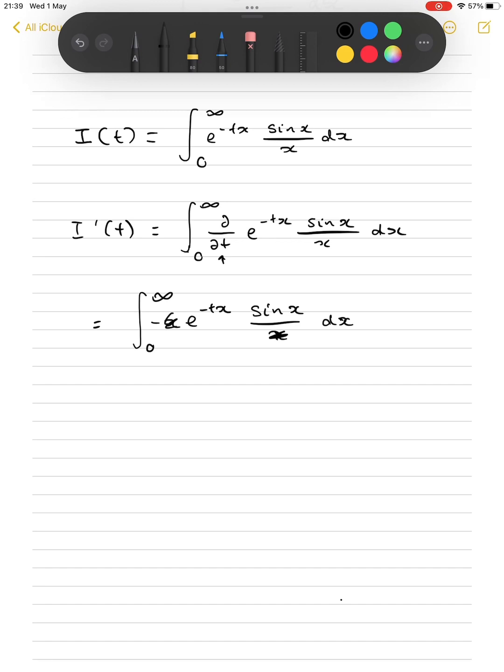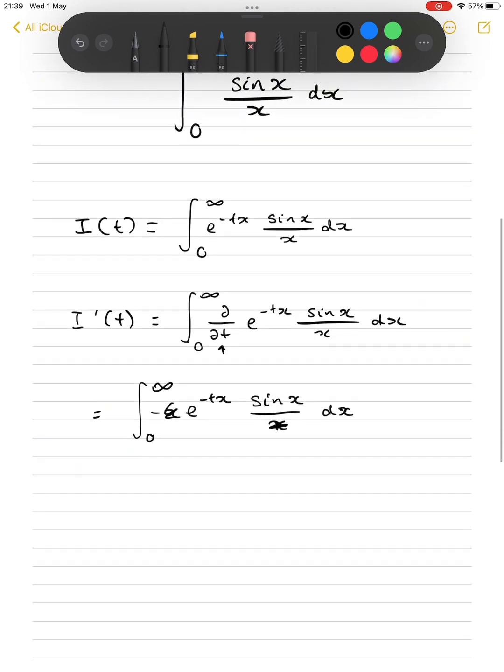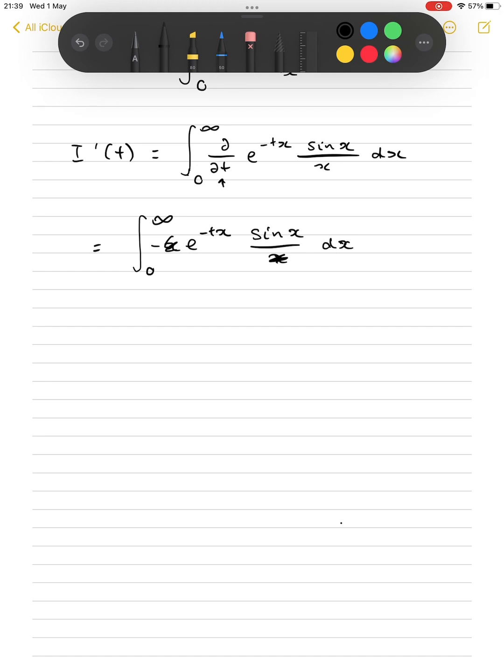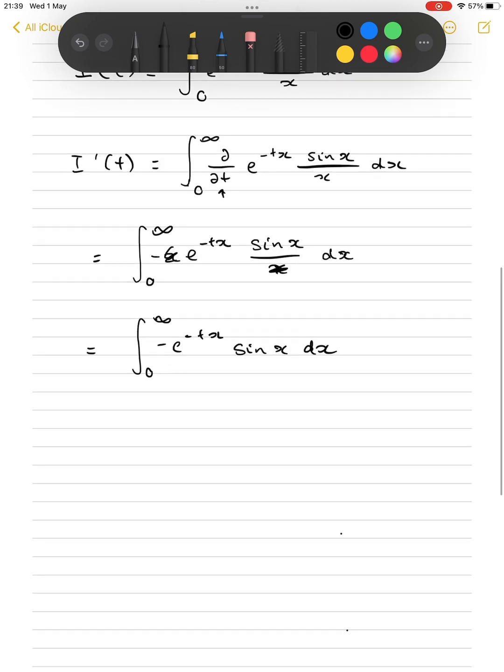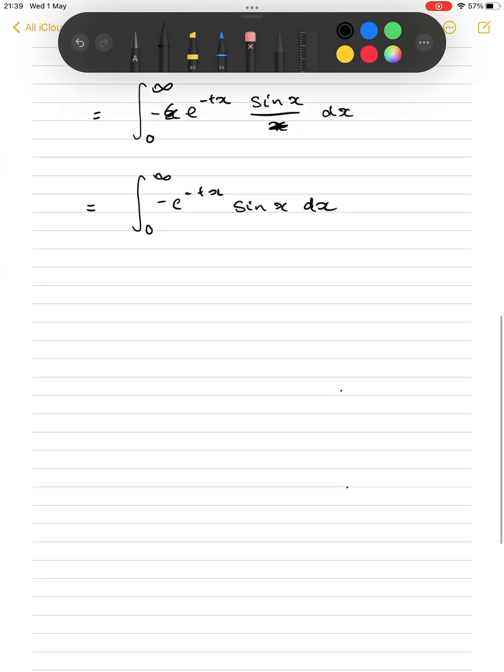If only the expression could be the integral of sine x. So now we have our new expression, which is the improper integral of negative e to the negative tx sine x dx. Problem solved, we can evaluate it, right? Not exactly. Now we have to use the formula for integration by parts. We're going to denote our e to the negative tx as our u value, and sine x dx will be our dv.